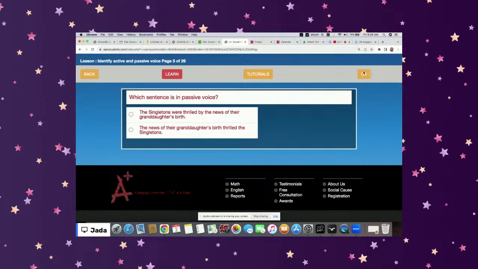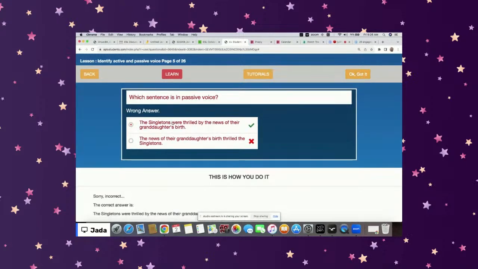Now, the Singletons were thrilled by the news of their granddaughter's birth. The news of their granddaughter's birth thrilled the Singletons. So, who is receiving the action here? Now, the news of their granddaughter. This means that it's in active voice and it is performing the action. But if you read it here, this one is in the passive voice. Okay?